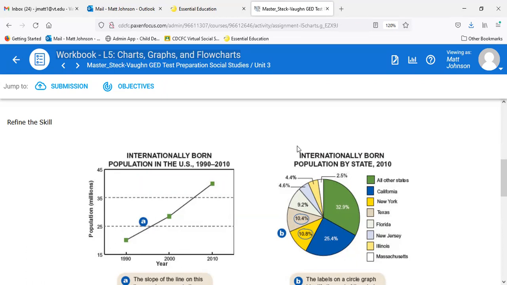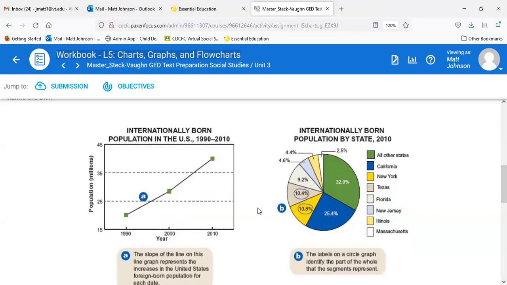internationally born population by state. So that means that whether they're citizens or immigrants, that population was born outside of that state and has immigrated there or moved there or came with family, whatever it may be. So 25.4% of California's population is international, right? Comes from other places. The next being New York, and then right after that is Texas.